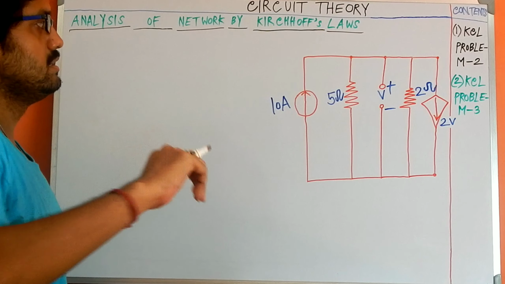I can short this line. Okay, so this circuit may be drawn over here. This is 5 ohm. This is voltage V. Or I can say that this point is V. Okay. So instead of writing this, I can say that this one is V voltage.